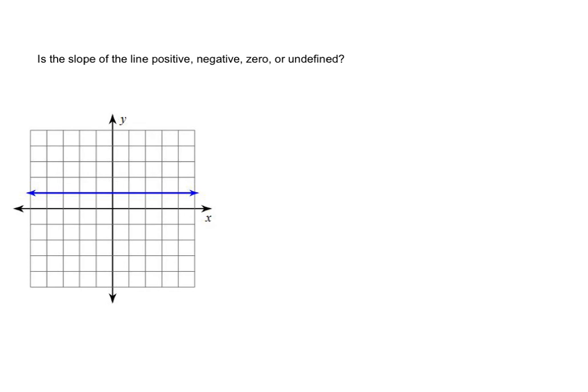Here, I just have a horizontal line. There is no up, there is no down. It's just like me strolling, walking along the street. So the slope would be zero.